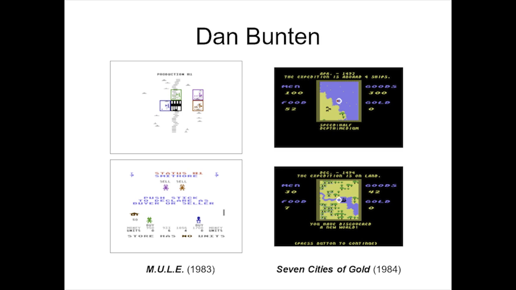Dan Buttons was an important designer in the early days of video games, and really got this concept down right, especially with games like Mule and Seven Seas of Gold. Seven Seas of Gold was inspired when he got lost hiking in the Ozarks and didn't know where to go. As he was trying to find his way back home, he imagined, oh, this would make an interesting game. What would be a good theme to match with it? Well, what about the life of a conquistador? These people really spent most of their time being lost. So it was a perfect match of theme and mechanics.